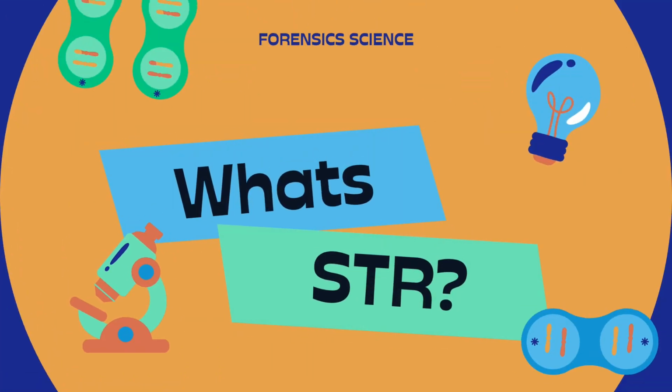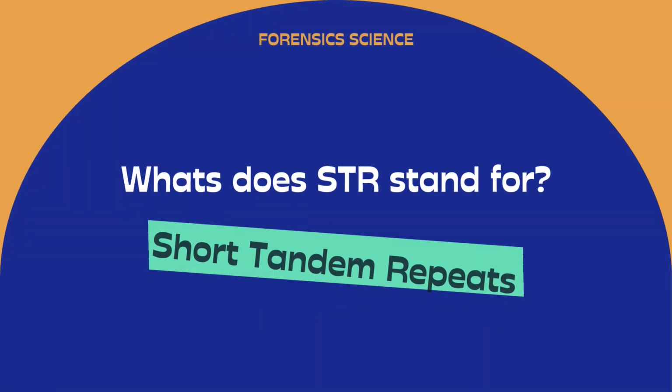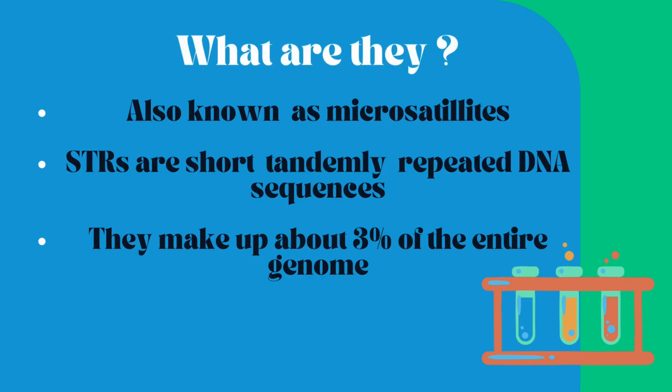What is STR? STR stands for Short Tandem Repeats. Short tandem repeats, also known as microsatellites, are short tandemly repeated DNA sequences that involve a repetitive unit. They appear to be scattered throughout the human genome and make up about 3% of the entire genome. STRs are largely found in prokaryotes and eukaryotes, including humans.